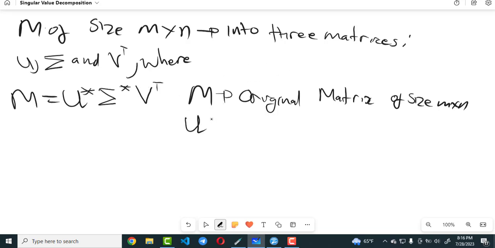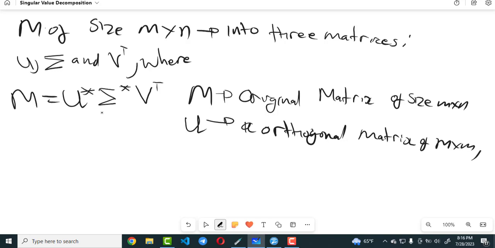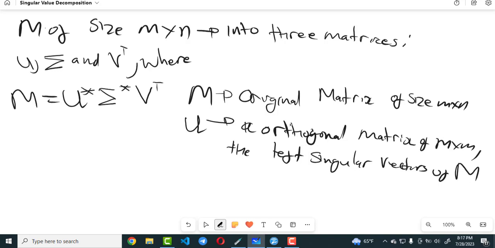And also U here is denoting an orthogonal matrix of M by M. Obviously here we are just saying U is representing the left singular vectors of our matrix M.